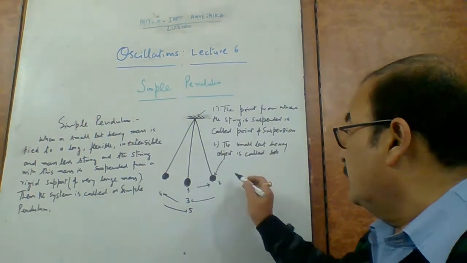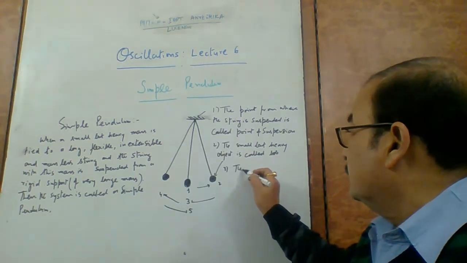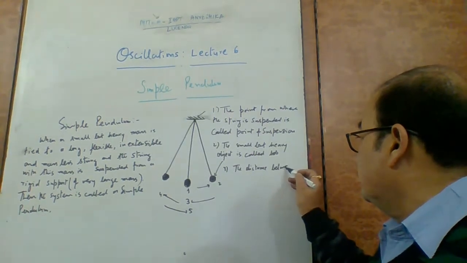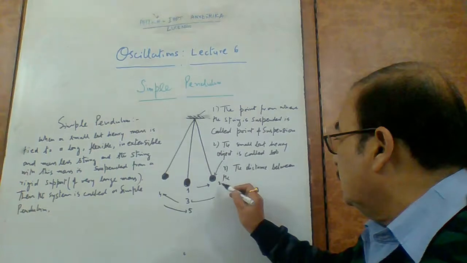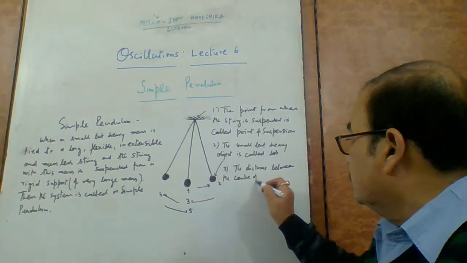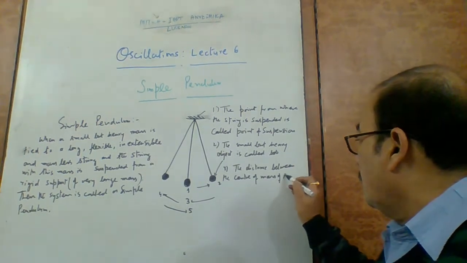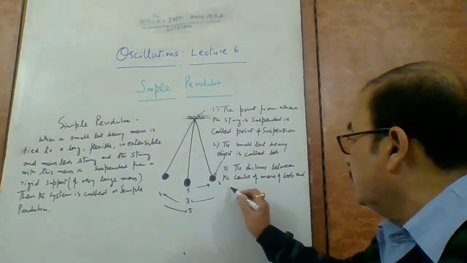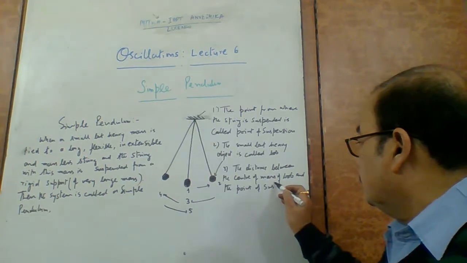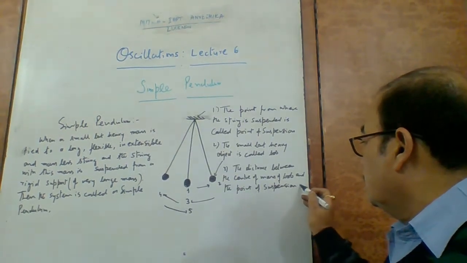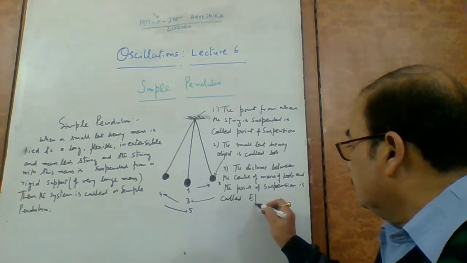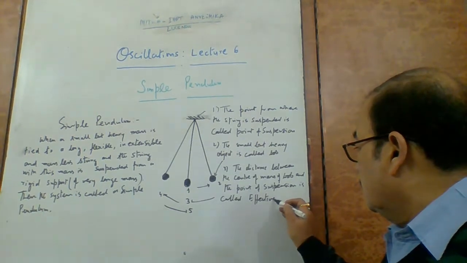And number three, the distance between the center of mass of the bob and the point of suspension is called the effective length. Effective length.